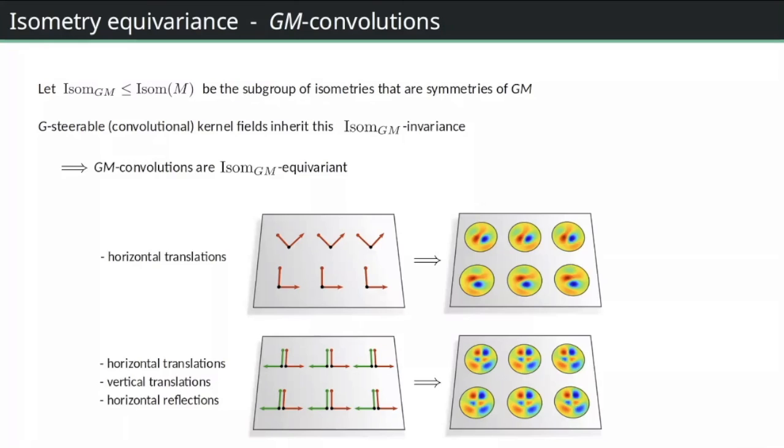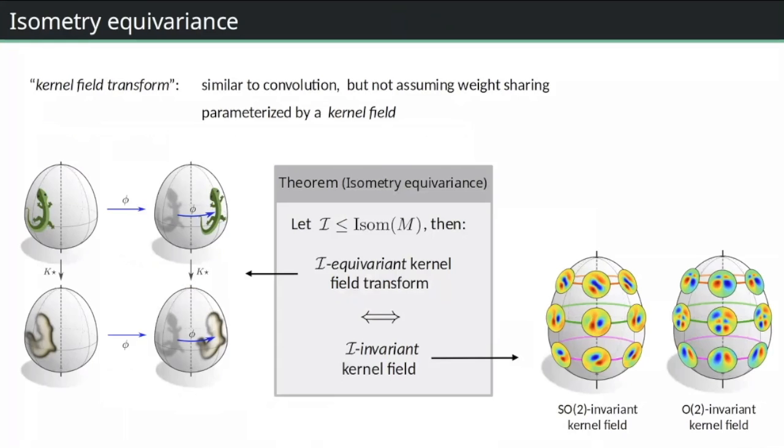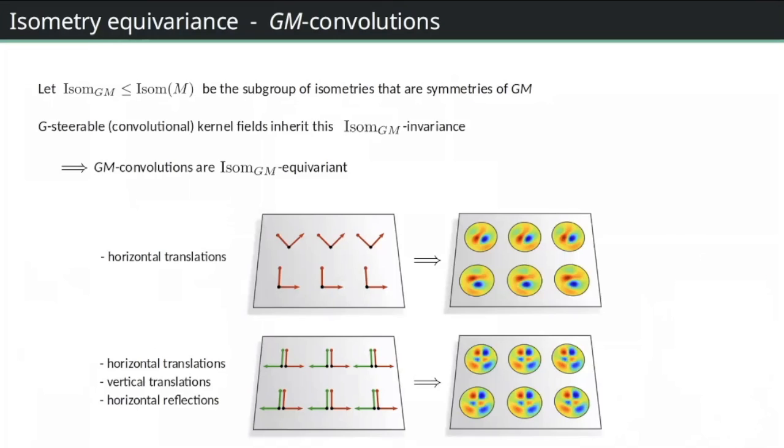And then with this previous theorem, which said that an isometry equivariant kernel field transform corresponds to an isometry invariant kernel field, we see that these convolutions are equivariant with respect to the symmetries of the G structure. And that is very cool, since we can now just design G structures and design symmetries into the G structure, and we know what the equivariance of our neural network is.